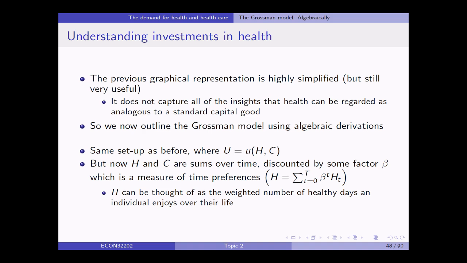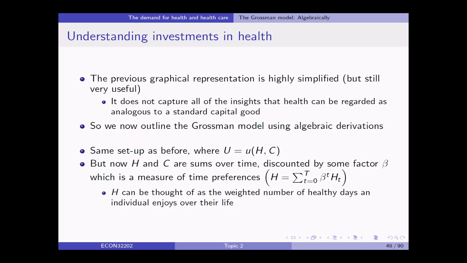So one of the first problems of the model we had last week was that it was incredibly static. Everything was at one point in time. People had an amount of health, and that was just determined at that time point. But we know that health is essentially a random walk. It fluctuates over time. And the best predictor of health today is health yesterday.